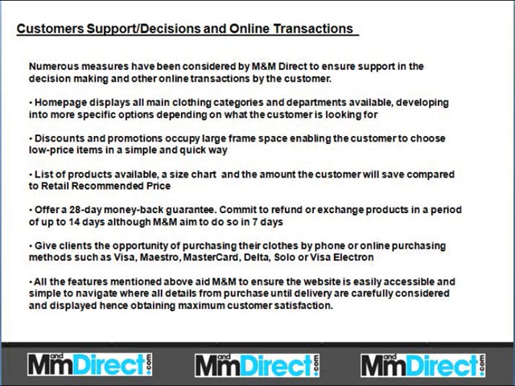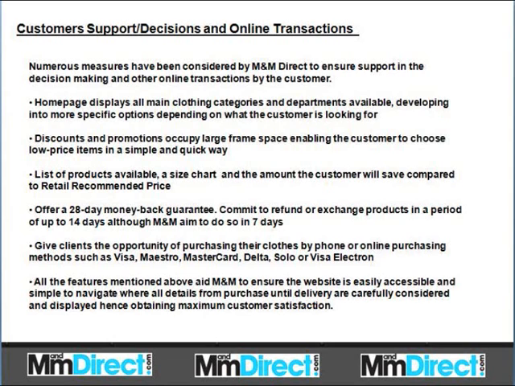M&M Direct also gives clients the opportunity of online purchasing methods such as Visa, Maestro, MasterCard, Delta, Solo, or Visa Electron, and the possibility of purchasing their clothes by phone if they are unsure or mistrustful of online purchasing.